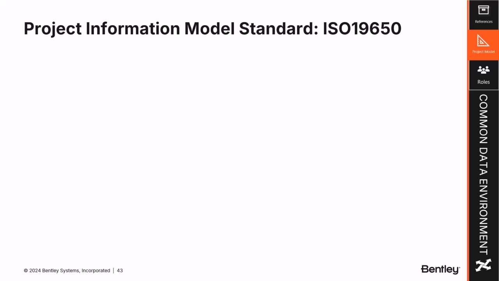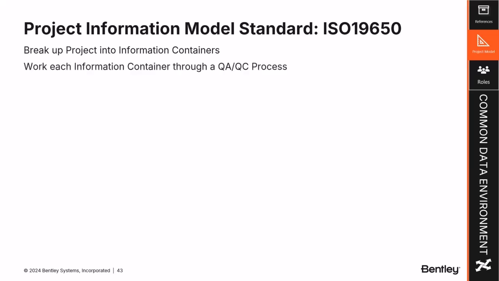All right, now to the ISO 19650. We embraced it as the industry standard approach to deliver a project information model during project delivery. The two key tenets of ISO 19650 is the first thing you're going to do is you break up your project into information containers. So we're basically breaking it up into smaller bits of information that's a little more easy to manage. And then we're going to work each of those information containers through the QA/QC process.